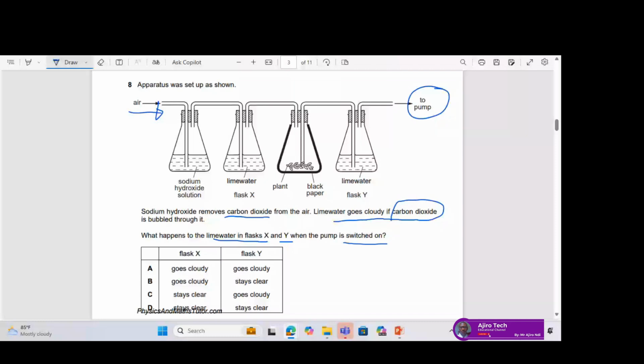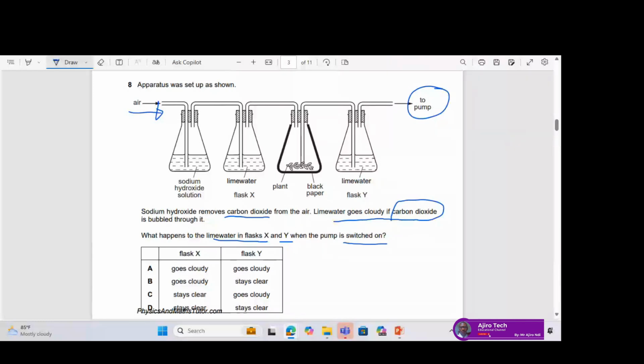I'll go with C. Are you sure you want to go with C? Yeah, give me the reason for going with C.